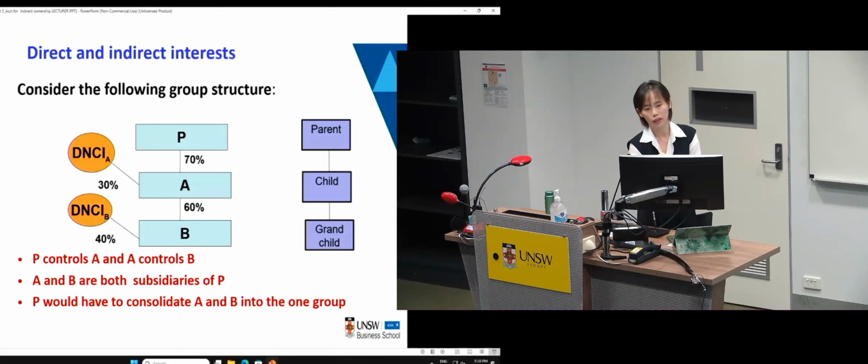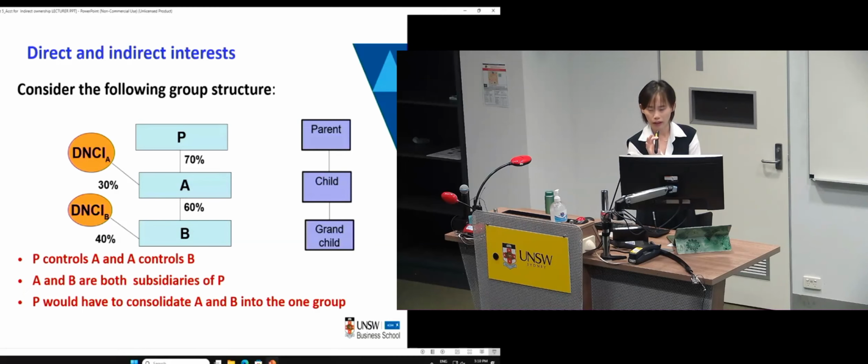Okay? So you can see B Limited, as a grandchild company in the group, has both a direct non-controlling interest and an indirect non-controlling interest. Now, for the existence of INCI, there are two conditions. First condition, the child company in the group must be a partially owned subsidiary. Now imagine if A is a wholly owned subsidiary, do you have NCI in A?